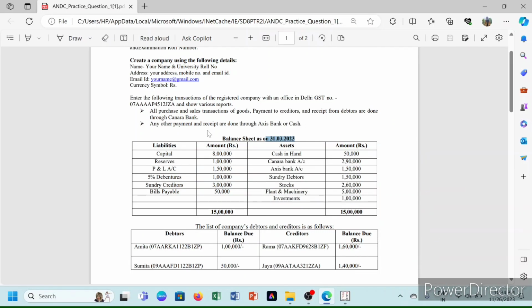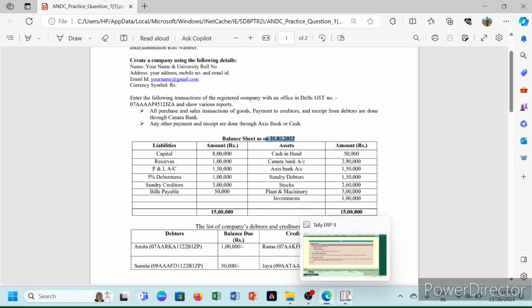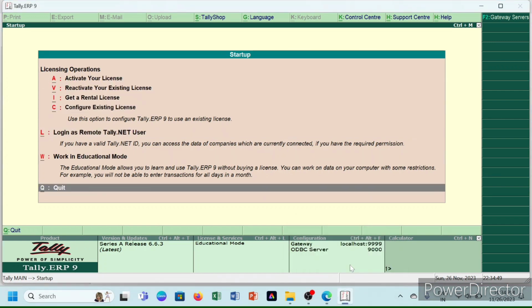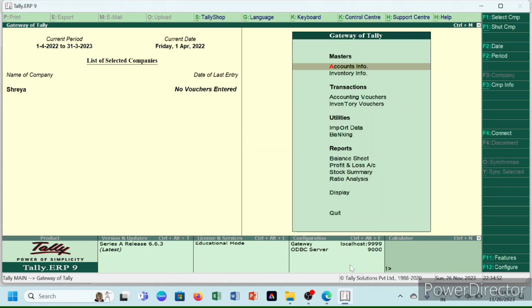Go through the question. We'll work in the educational mode. As you can all see, there is a company already opened here. First, we have to shut down the company. These are some of the shortcuts given here. For shutting the company, the shortcut key is Alt plus F1.